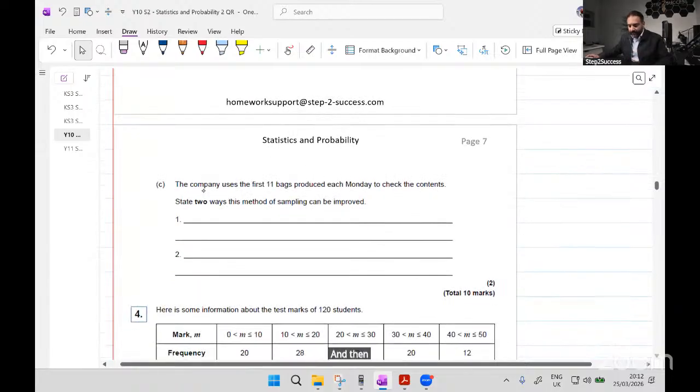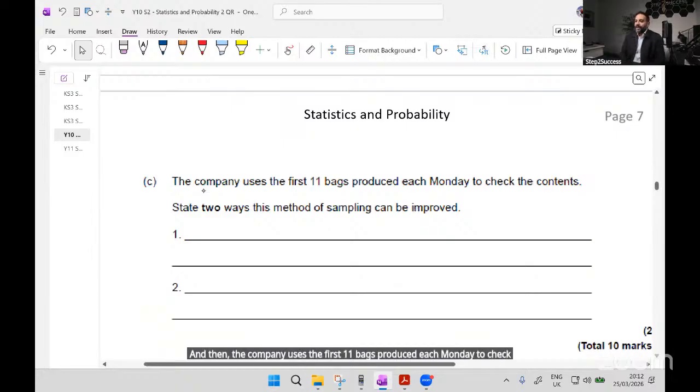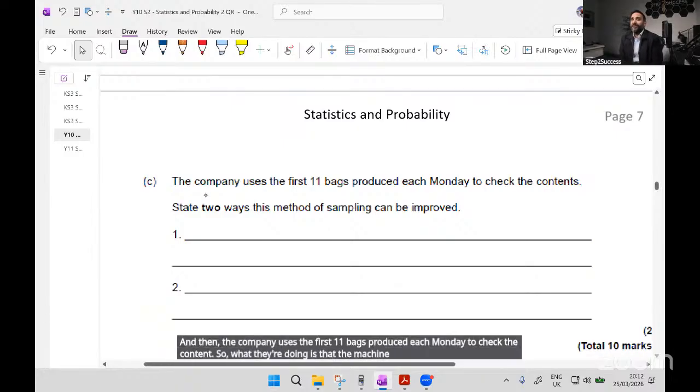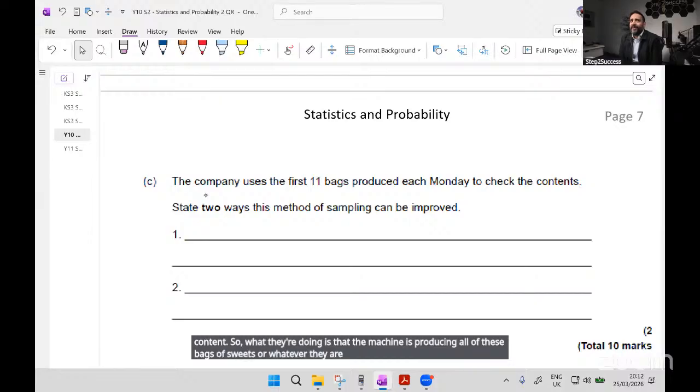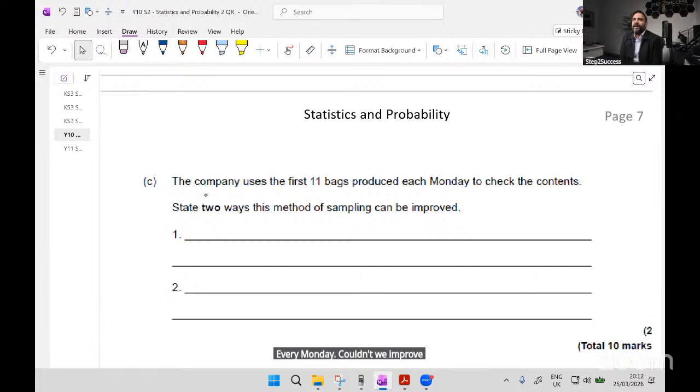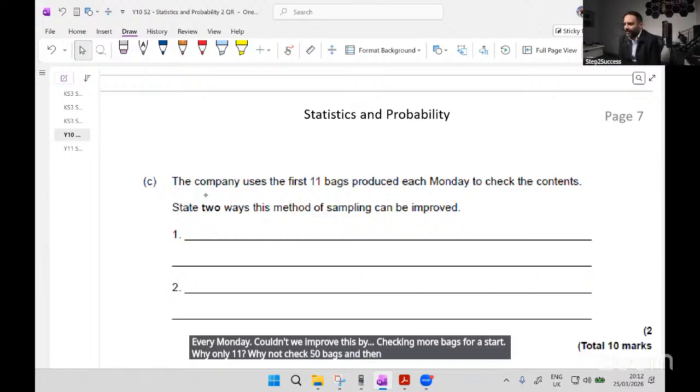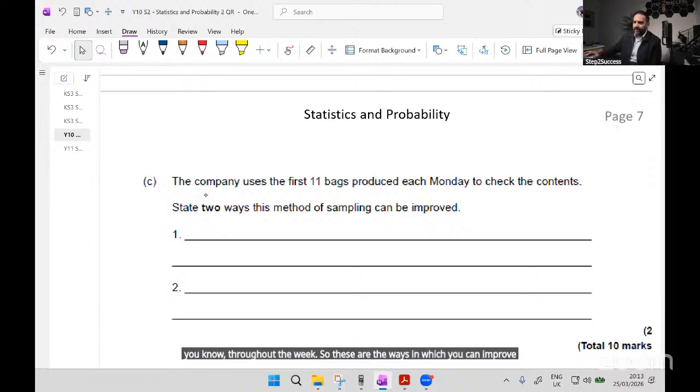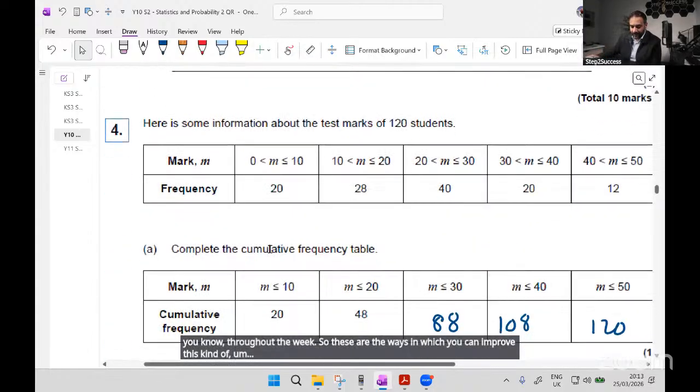And then the company uses the first 11 bags produced each Monday to check the content. So what they're doing is that the machine is producing all of these bags of sweets, and they're checking the first 11 bags every Monday. Couldn't we improve this by checking more bags for a start? Why only 11? Why not check 50 bags and then check the contents? Why only the first 11 bags? Why not choose 11 bags but spread them out a little bit more? And why only each Monday? Why not check throughout the week? So these are the ways in which you can improve this kind of investigation.